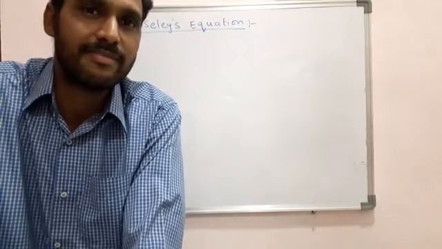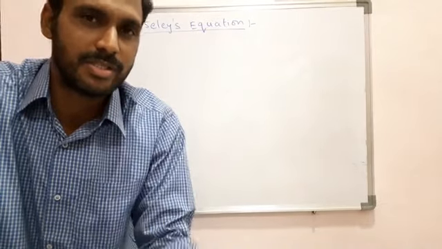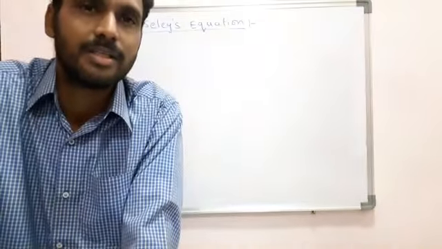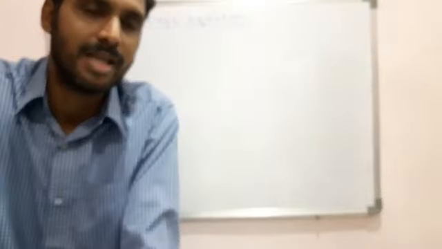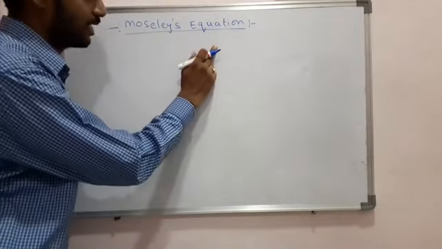So now we see Moseley's equation, which was given by Moseley in his experiment, called Moseley's experiment, which introduced the atomic number concept. Now we see Moseley's experiment, its equation, and the related problems. What is Moseley's experiment, and what is the equation belonging to that experiment? So, Moseley's equation.